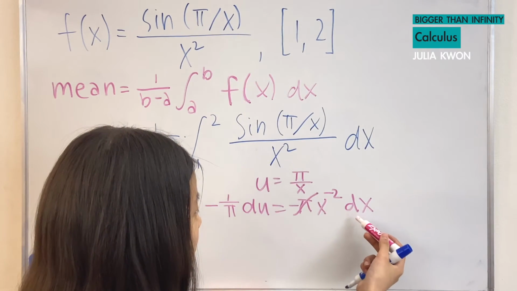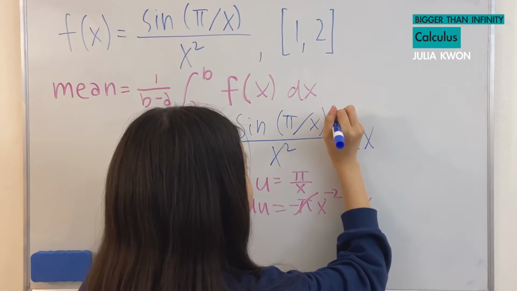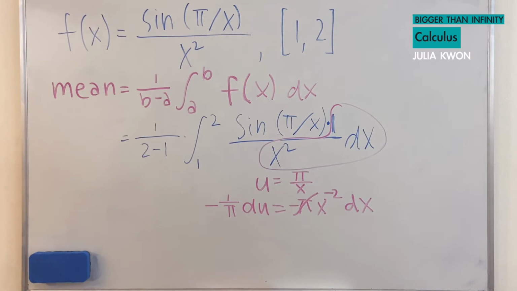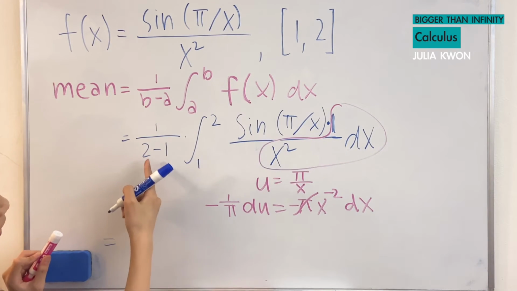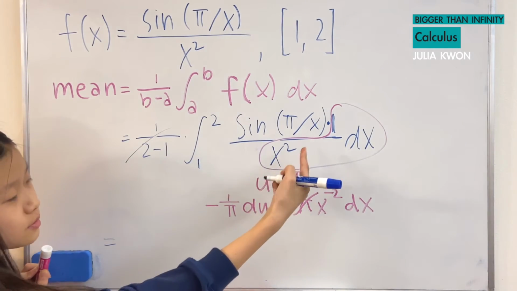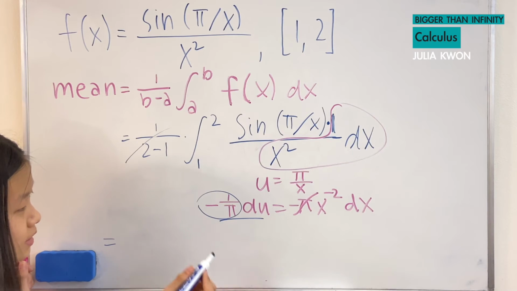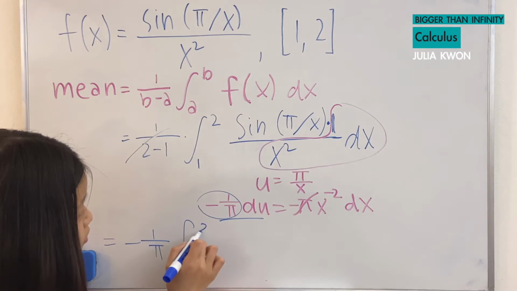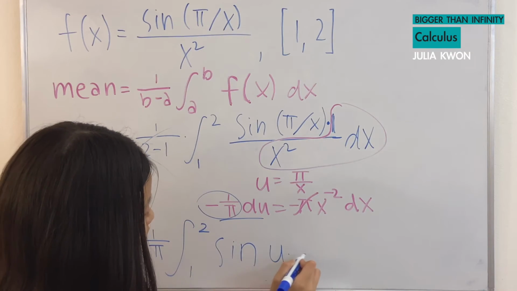1 divided by x squared times dx is this whole thing. And so we're going to replace that with negative 1 divided by pi times du. 1 divided by 2 minus 1 is just equal to 1, so we don't even have to worry about that. We're going to replace 1 divided by x squared times dx with this. Negative 1 divided by pi is a constant, so it can go in the front, times the integral from 1 to 2 of sine of pi divided by x, which is equal to u, times du.